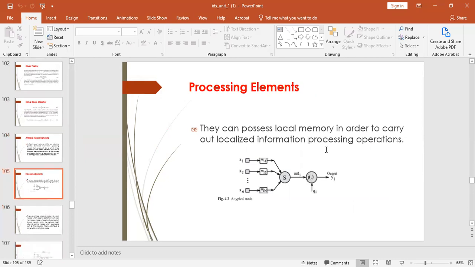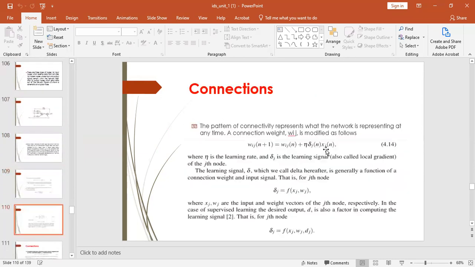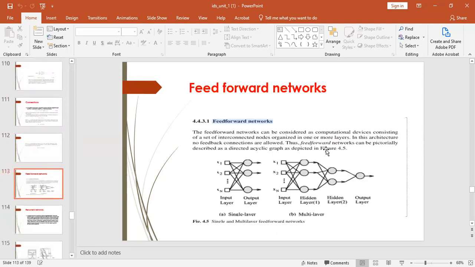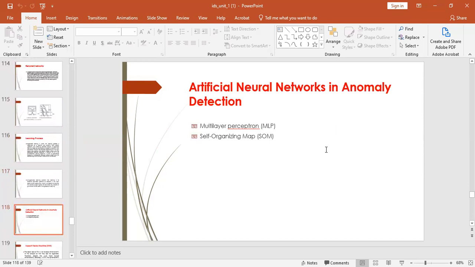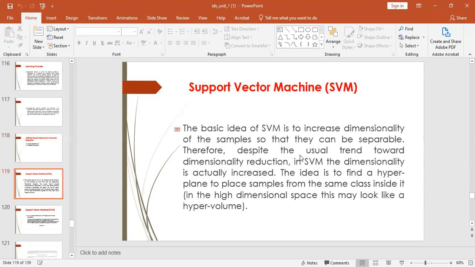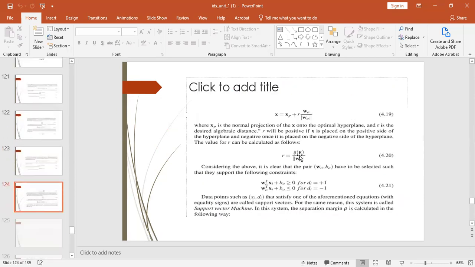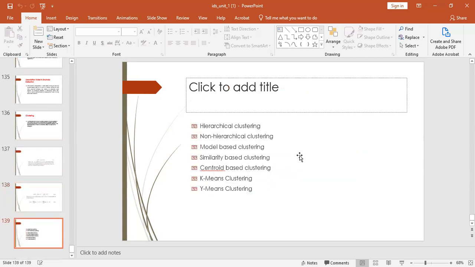The next one is the artificial intelligence techniques, and how they are useful in identifying intrusion. This is also expected. All the AI techniques you have to explain. MLP, SOM. How the clustering techniques are useful. This is about the first unit.